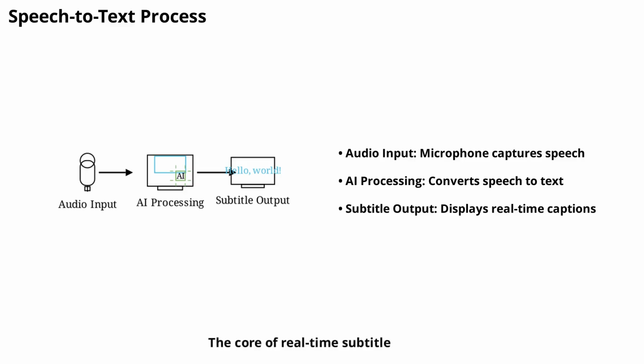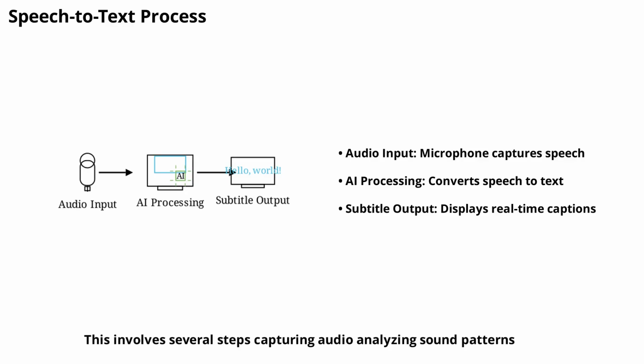The core of real-time subtitle generation is the speech-to-text process. AI listens to the audio feed from the event, processes it, and converts it into written text almost instantly. This involves several steps: capturing audio, analyzing sound patterns, and mapping them to words. The result is a seamless stream of subtitles that appear as the speaker talks, keeping the audience engaged and informed.